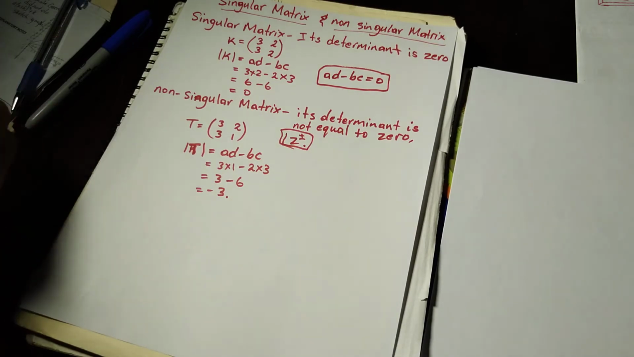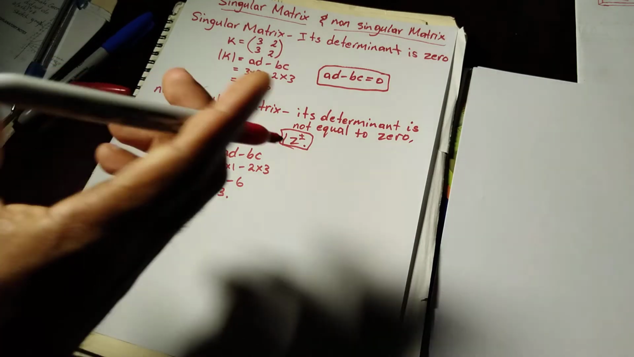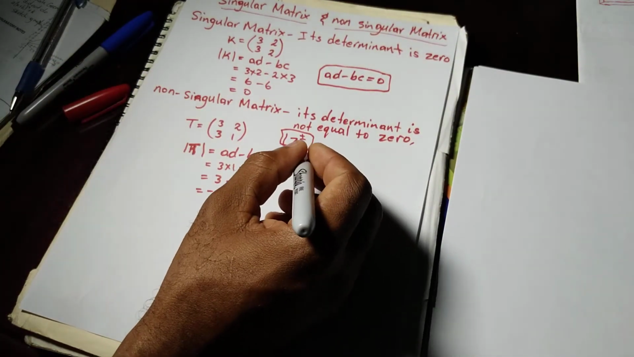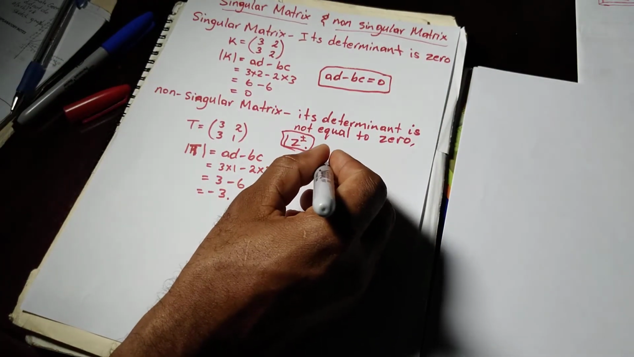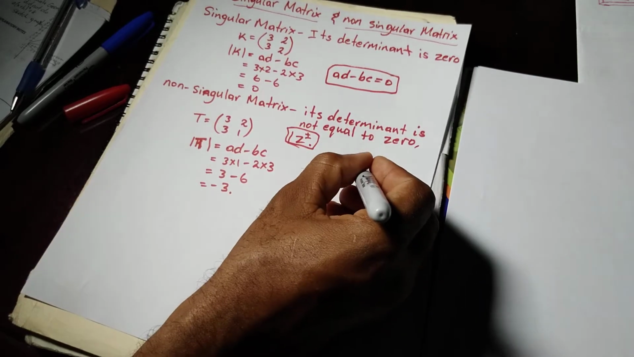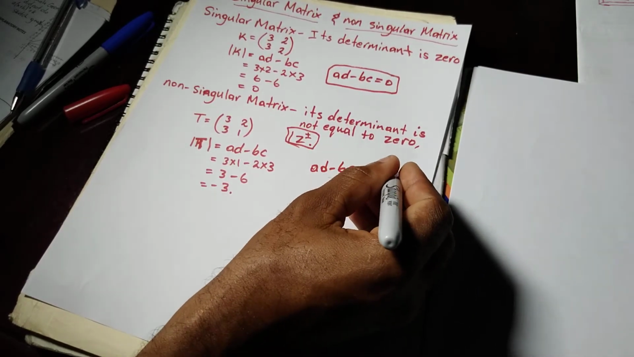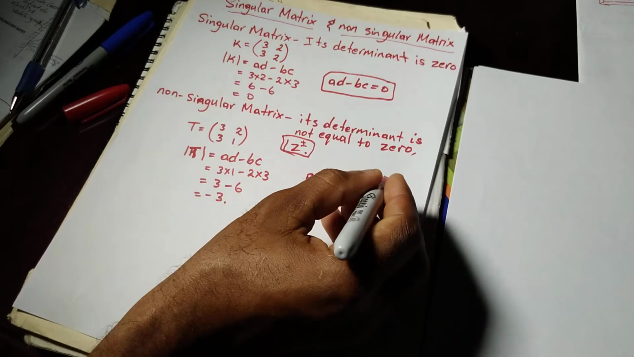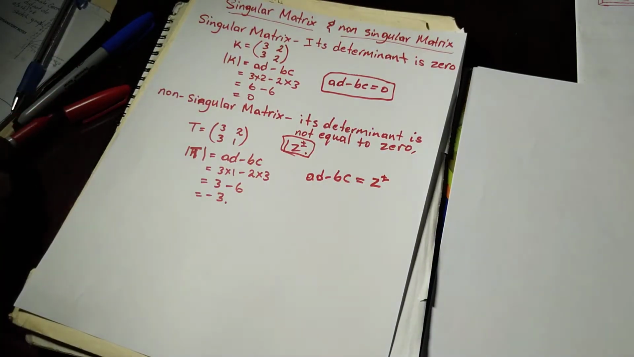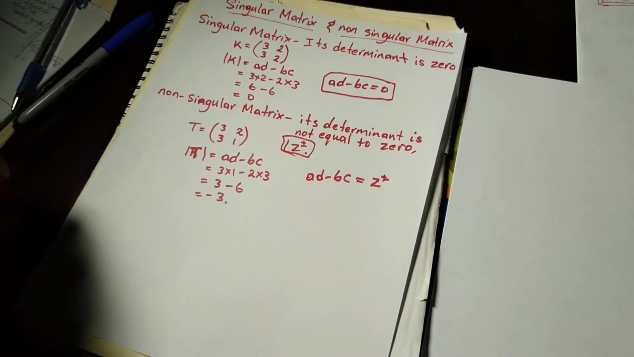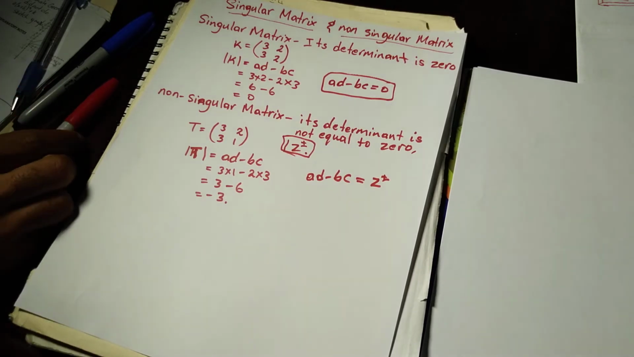So you could write something like this. For a non-singular matrix, AD minus BC is equal to Z, plus or minus. So the plus or minus sign is here. So it's equal to an integer. It's equal to a number other than 0. It's not equal to 0.